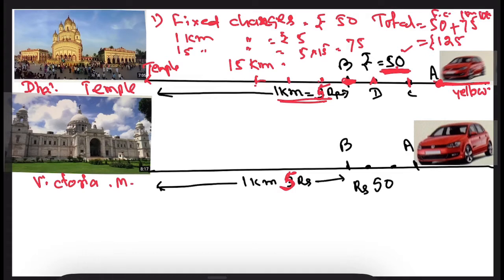125. Similarly, suppose on the second day you want to visit Victoria Memorial Hall. From A to B there is a 50 rupees charge, so he will charge 50 rupees. From B to Victoria Memorial Hall, what is the distance from here to here? Let us say 10 kilometers.